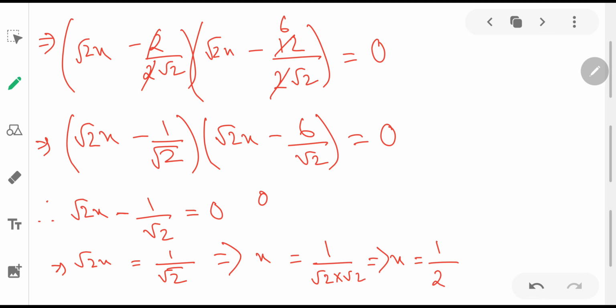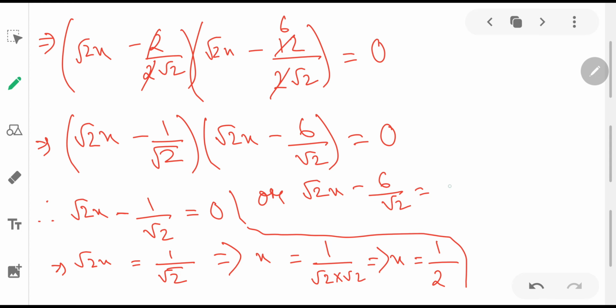Let's go to the second solution. This is a part of the first solution. For the second solution, we'll get root 2x minus 6 by root 2 equals 0, implies root 2x equals 6 by root 2. Now with x, root 2 is multiplied. If it comes here, it will become divide. So I'll just do it directly. 6 by root 2 into root 2 is how much? Implies x equals 6 by root 2 into root 2, which is 2. So we'll get 3 here. So implies x equals 3.